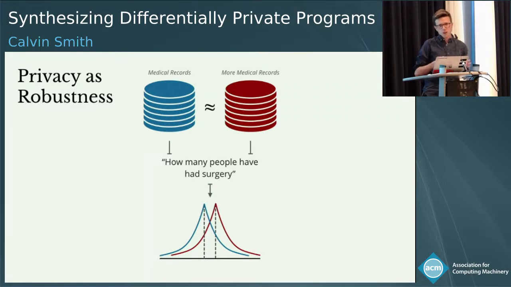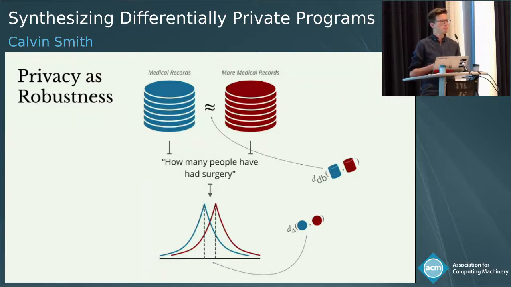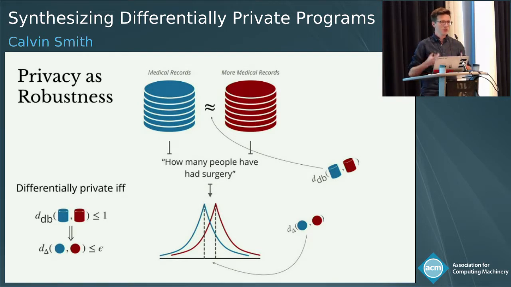We're going to quantify this similarity using metrics. So we have a metric on databases and we have a metric on output distributions. And so really the privacy guarantee is that if we start with 2 databases that are very close together, then the output distributions that we're going to get are only going to be at most epsilon apart, where epsilon is this tunable privacy parameter. The smaller it is, the closer these distributions are together. The larger it is, the further apart they can effectively be.